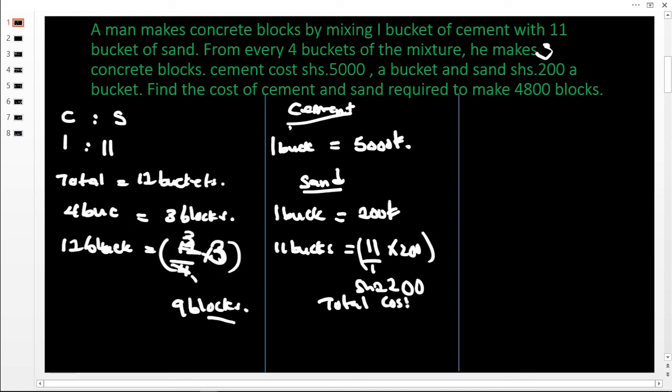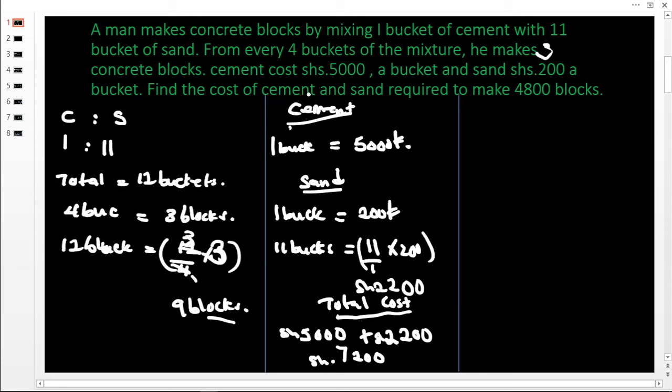Then let us get the total cost. It's not the total cost as you see in the question, but the total cost of the mixture, the 12 buckets, which gives him 9 blocks. So it will be now 5,000 shillings, add on the 2,200 shillings for sand. This is going to give us a total of 7,200 shillings. Now, as a good learner, we are comparing. It means that 7,200 shillings is the cost of 12 buckets. But remember, 12 buckets produce 9 blocks. Let us now continue with the question.